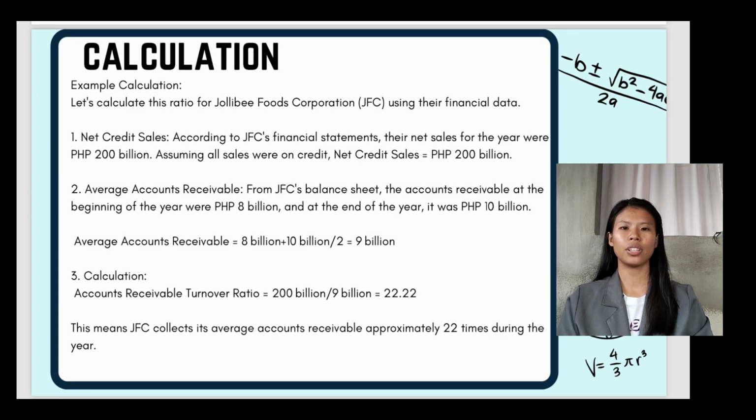To get the average accounts receivable, 8 billion plus 10 billion divided by 2 equals 9 billion. For the calculation of the accounts receivable turnover ratio, we have 200 billion divided by 9 billion equals 22.22. This means JFC collects its average accounts receivable approximately 22 times during the year.